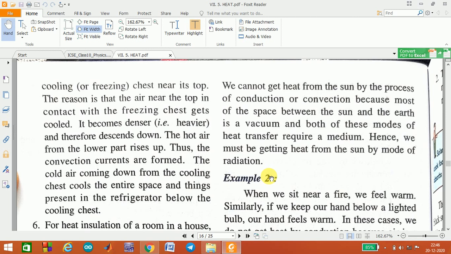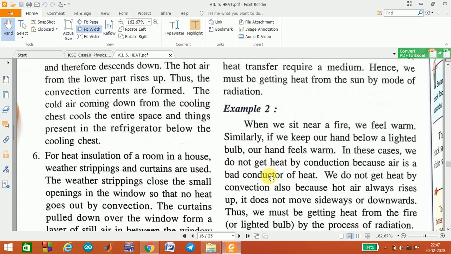The cold air coming down from the cooling chest cools the entire space, the things present in the refrigerator below the cooling chest. So this is why the ice chamber is present in the top part of the refrigerator.